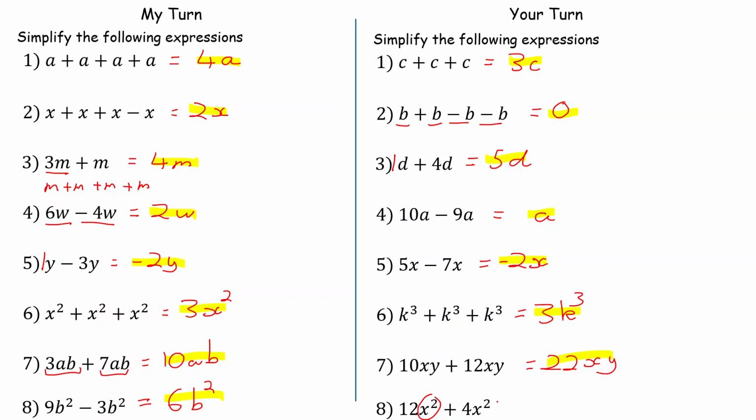Good. Last but not least, we've got 12x squared plus 4x squared. Again, you've got the same variable, which means you can just do 12 with 4, which is equal to 16, and your variable x squared, 16x squared. That is your answer.